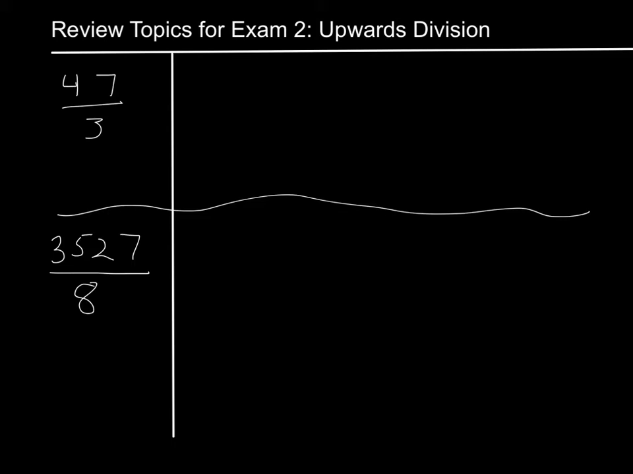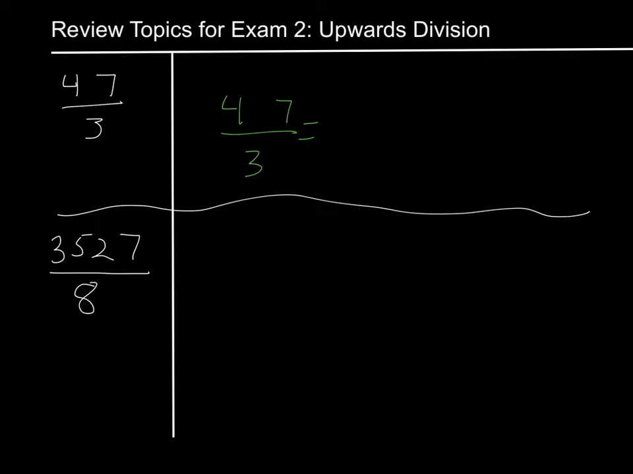So the very first thing I'm going to do with upwards division is write my problem, 47 thirds, but when I do it, I make sure that I write it a little bit wider than I normally do. Actually, I'm going to make that a little bit different. I'm going to drop it down just a tad, sorry. 47 thirds.